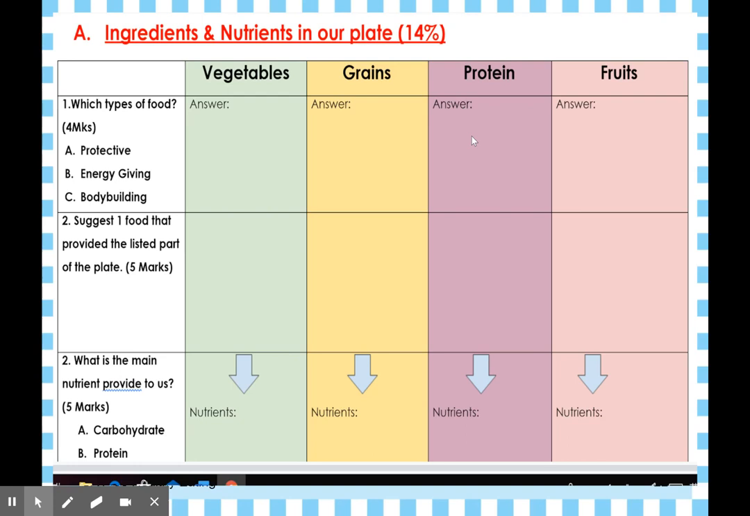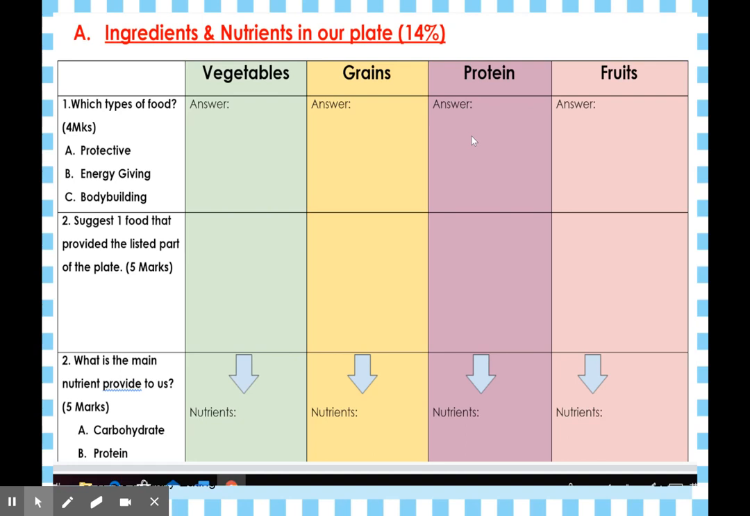Okay, so please look at the left-hand column. You'll find that there are some questions which you need to answer. So the first question is which types of food? All right, you just write down A, B, or C. Okay, no need to copy the whole word to me. All right. Remember to separate the food from the dishes. Okay, which types of food they come from.